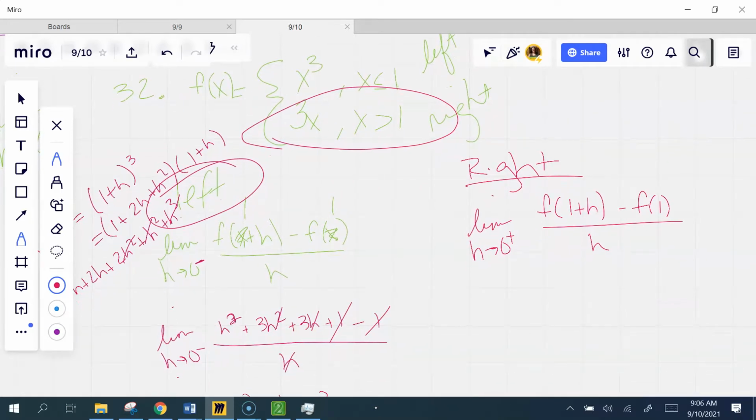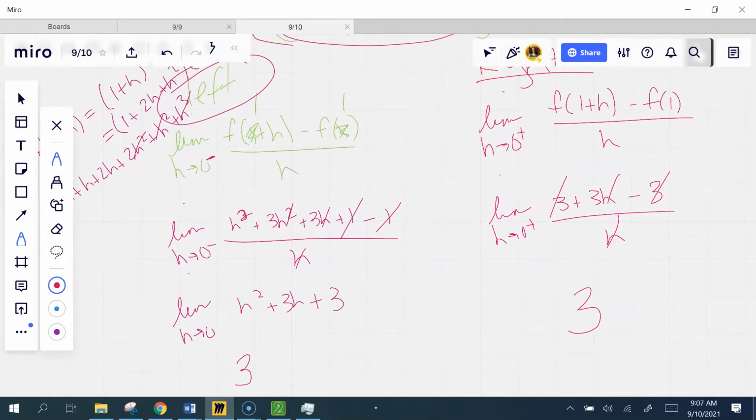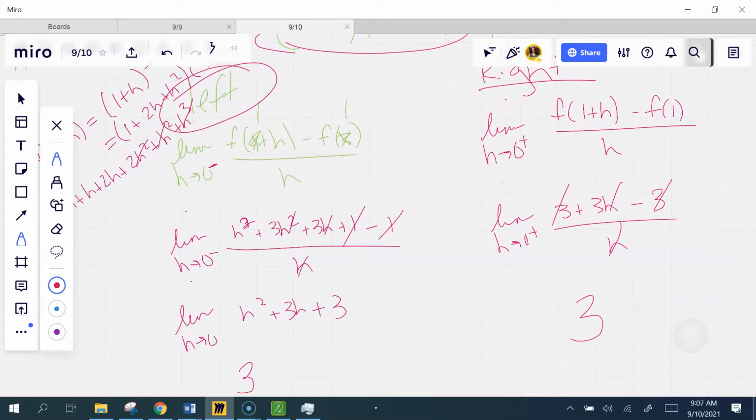They're both 3. Yes. All right, let's work it real quick. Y'all are jumping ahead. If I plug h plus 1 into 3x, I would get 3 plus 3h minus 3 over h. Gone. So here, the right side derivative is 3. So it's always 3. So the limit is 3. The limit as h goes to 0 is 3, because the left-hand limit equals the right-hand.